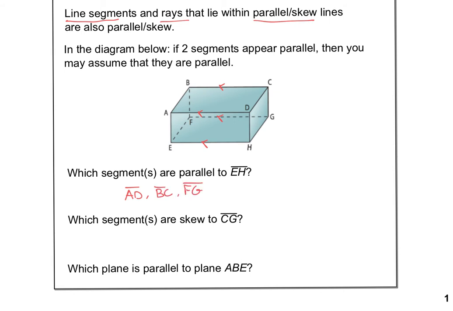Okay. If I wanted to know what was skew to CG, that's this segment right here. Line segments that were skew could be BA, AD, FE, or EH. Okay, so any of those would work. Notice that I am using proper notation as I'm marking these down.